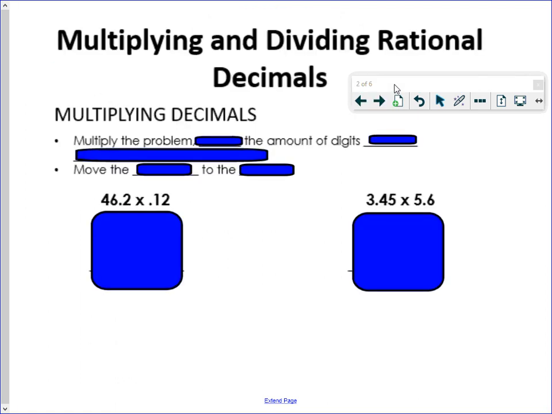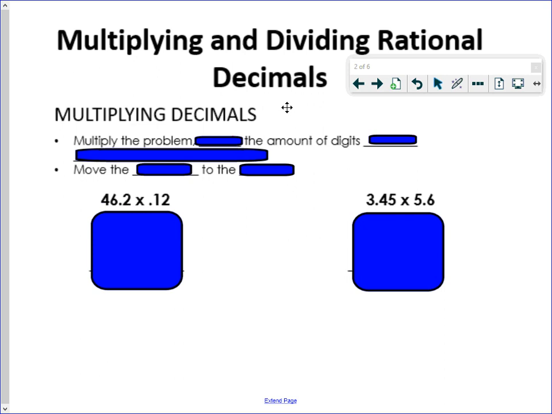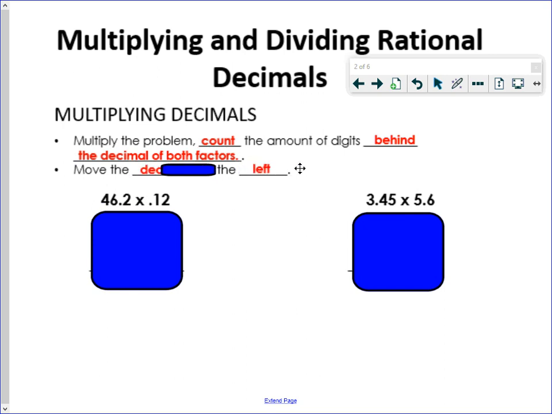So let's go ahead and knock out our multiplying decimals first. When you're multiplying decimals, don't forget at the end that you are counting the amount of digits behind the decimal of both factors. So that's very important. When you're finished, you're going to need to make sure you do that. And you're going to move the decimal to the left based on how many that you counted. So let's go ahead and look at the first one here.